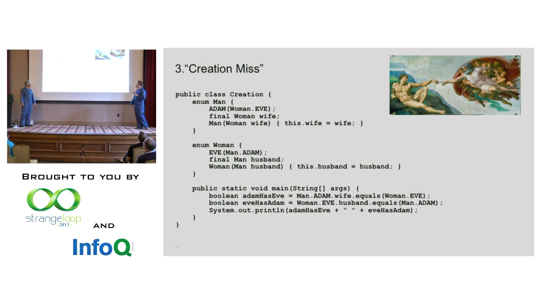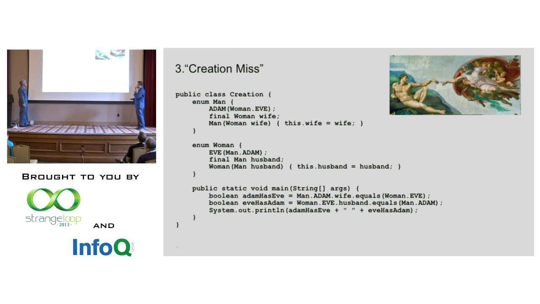That seems simple enough. I'm going to start at the top. We have an enum Man with one value named Adam, and it passes a value to its constructor, Eve, and the constructor assigns that value, Eve, to the wife field, which is final. And we have another enum Woman that has one value, Eve, and we pass Adam to the constructor, and the Woman constructor stores Adam in the husband field, which is also final.